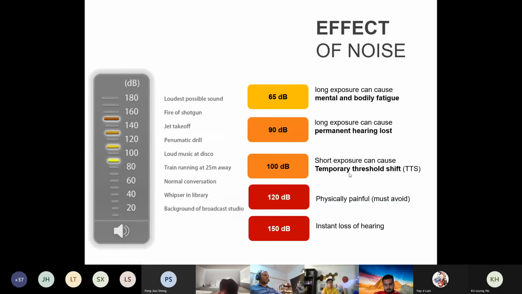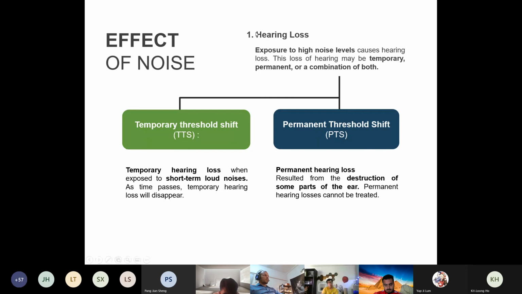Now, what do we mean by this temporary threshold shift? Within hearing loss there are two thresholds: TTS, the temporary threshold shift, and PTS, the permanent threshold shift. TTS is temporary hearing loss, and PTS is permanent hearing loss. It results from destruction of some parts of the ear. This one is really dangerous, and nobody wants this, of course.